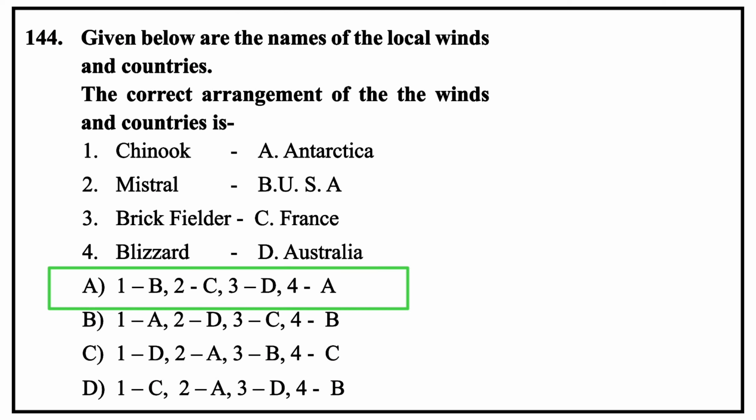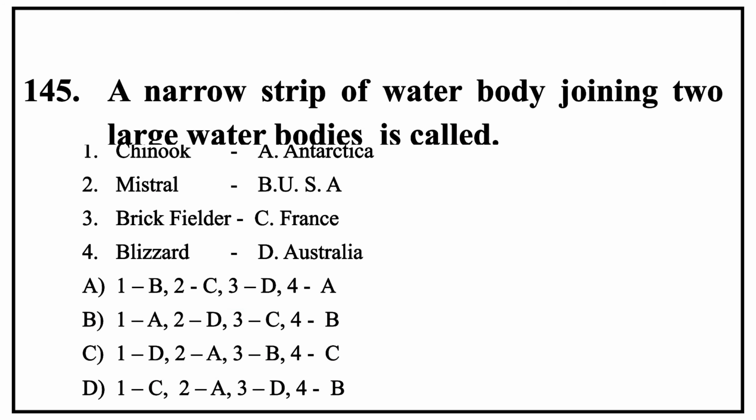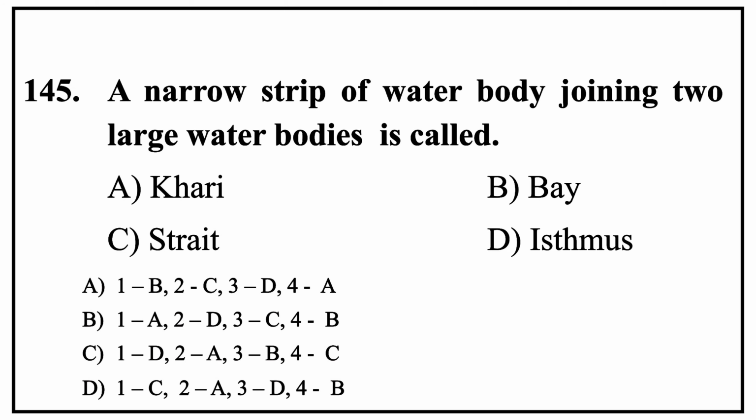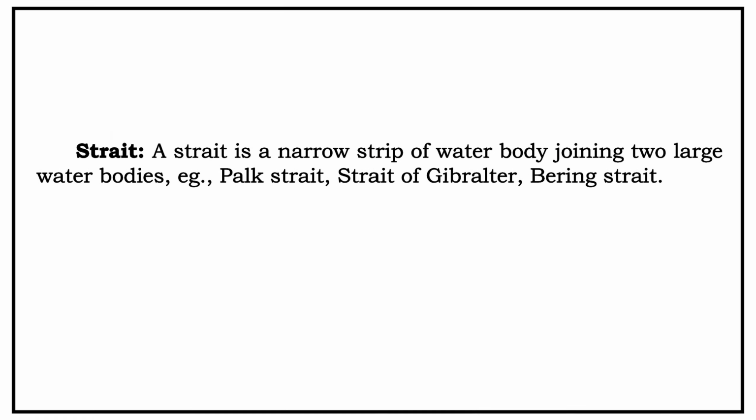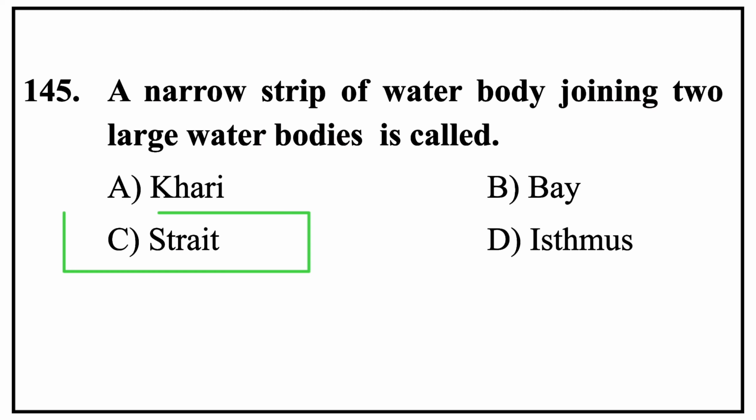145. A narrow strip of water body joining two large water bodies is called, options are A. Gulf, B. Bay, C. Strait, and D. Isthmus. Here is the answer. A strait is a narrow strip of water body joining two large water bodies, Palk Strait and Strait of Gibraltar. Here, option C is our right one.